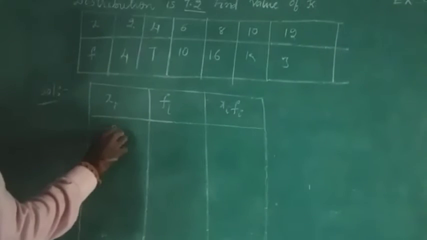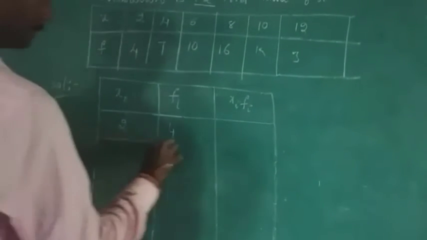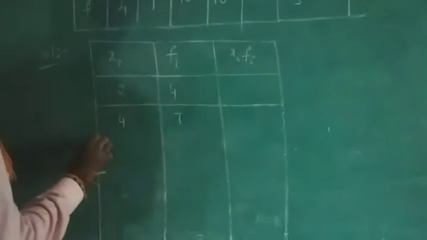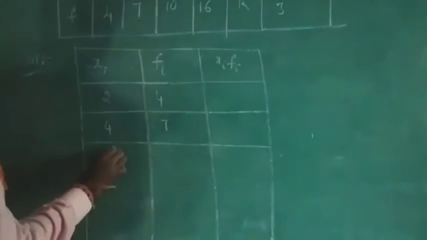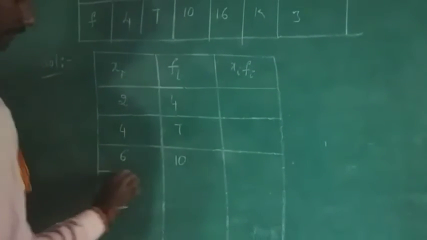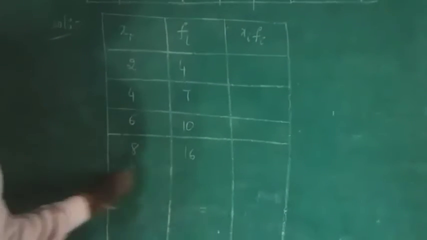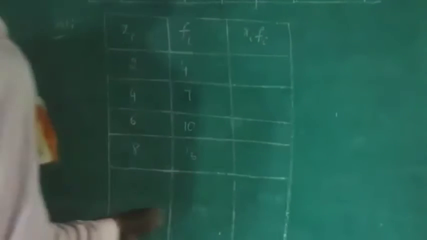What is the xi? 2, 4. The next 4, 7. Next 6, 10. The next 8, 16. The next 10, k. Next 12, 3. So now these are the boxes we need to fill.